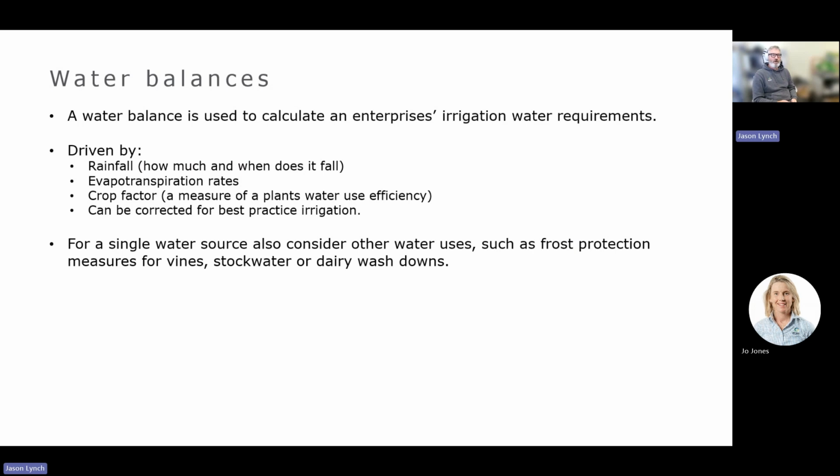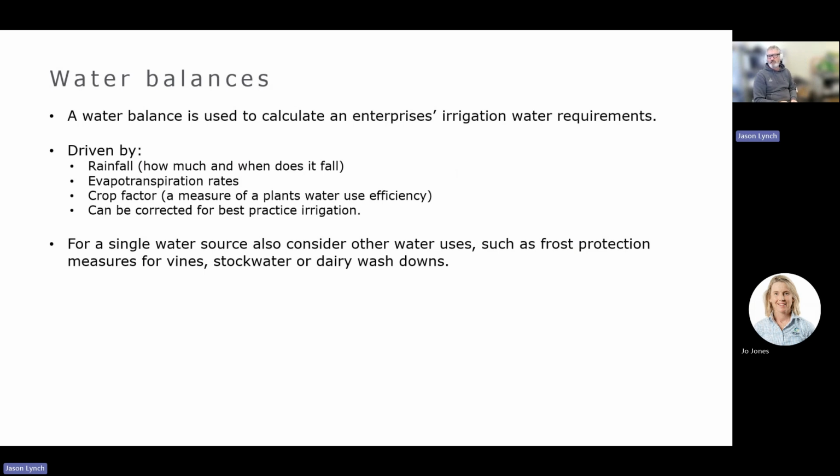So it's really important when we're looking at water balances that we use them in scenarios of how much water, in megalitres, is coming from a dam, or out of the TI pipeline, or out of a river or a creek. What are we using that water for elsewhere on the property? Are we using it for frost protection measures for vines? Do we use it for stock water? Do we use it for dairy washdown?